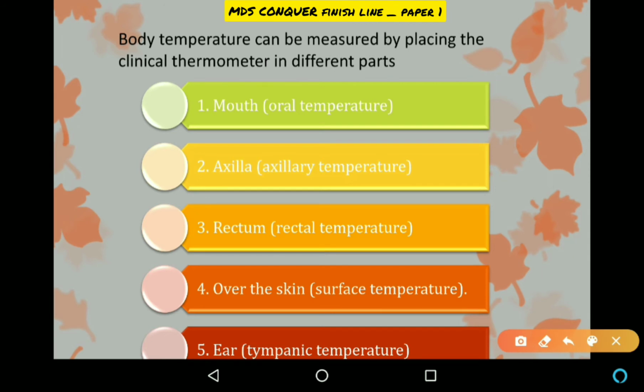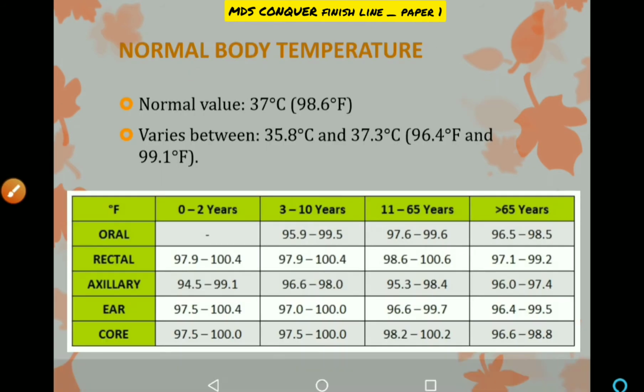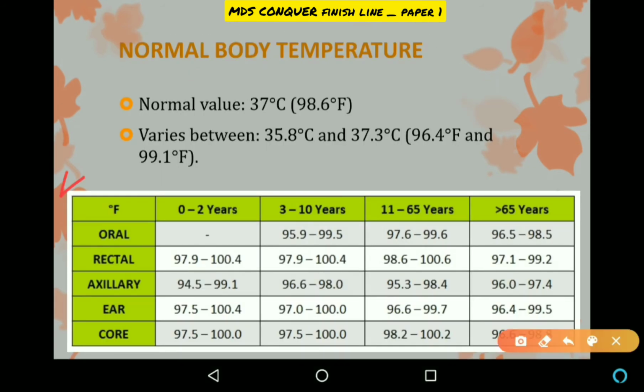Body temperature can be measured in many ways from different parts like the mouth, axilla, rectum, over the skin and ear. This flowchart you have to write in the examination. That means where temperature can be measured. And this box is very important.